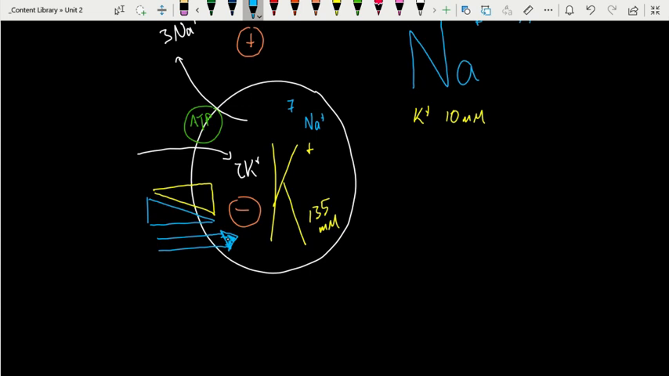Now let's contrast that with potassium. Potassium, as we see, its chemical gradient is out. It wants to leave the cell, down its concentration gradient. However, potassium is also a positive cation. And every time potassium leaves, the cell gets more negative, right? It's a positive, it's leaving, it leaves behind negative charges.